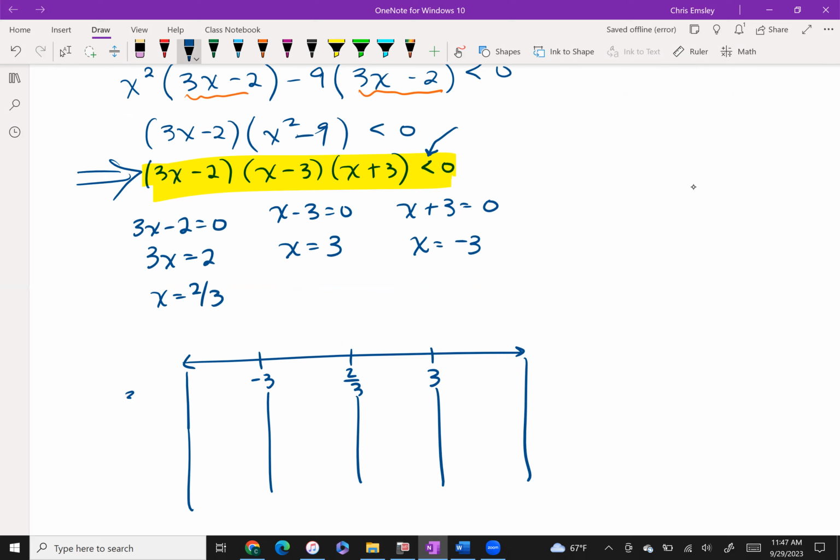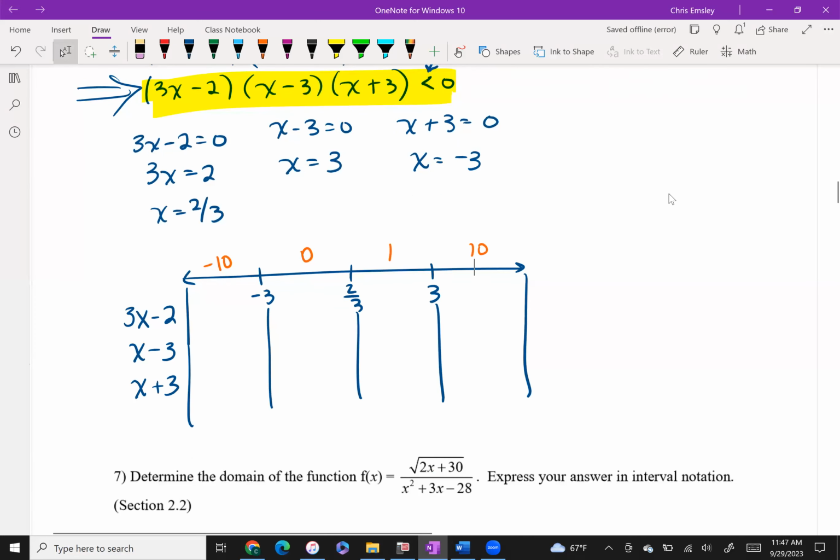So I'm going to put my factors over here on the side. And I'm going to choose some test values. I need something smaller than negative 3. How about negative 10? Something between negative 3 and 2/3. I always like 0 because that simplifies calculations a lot of times. Something between 2/3 and 3. I could use 1, or I could use 2, or I could use 2.5 if I wanted. Something bigger than 3, about 10 again.